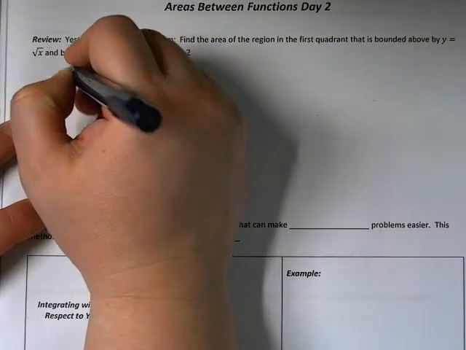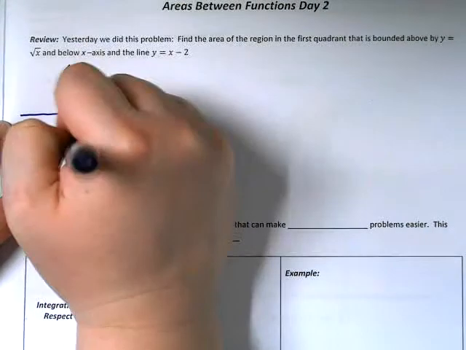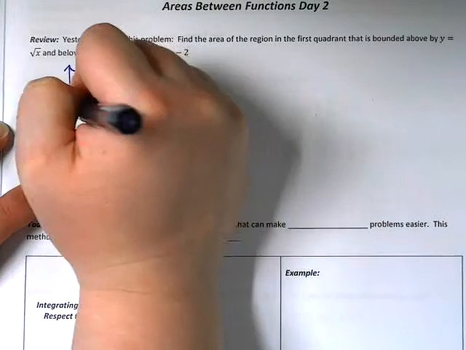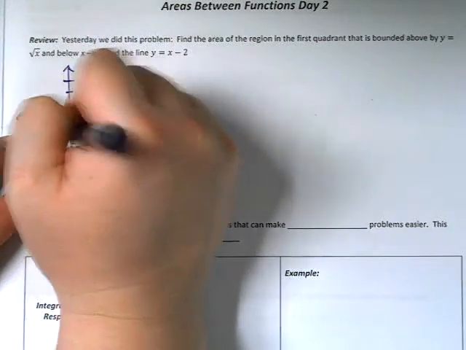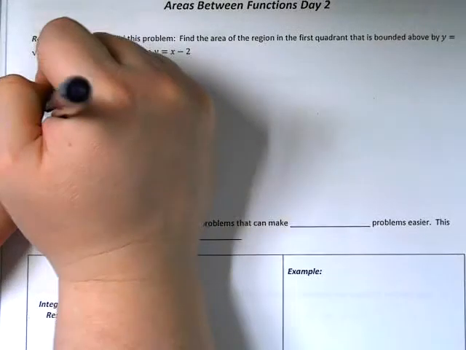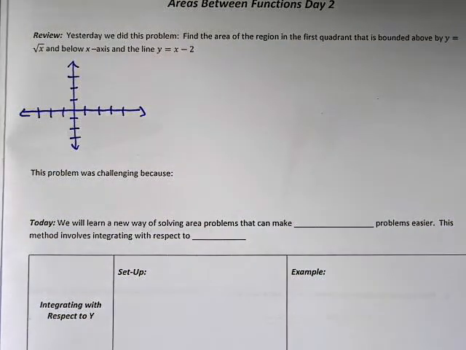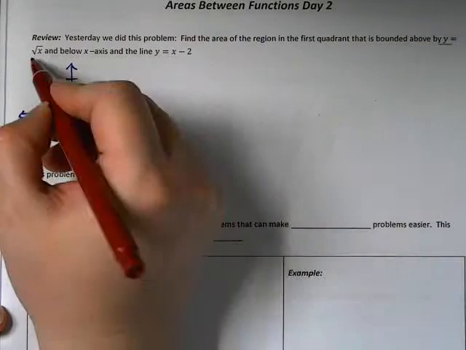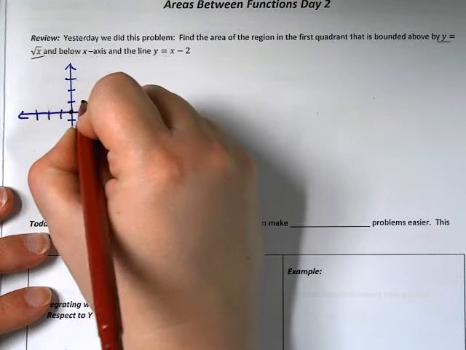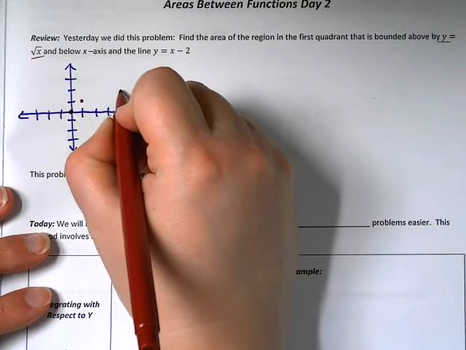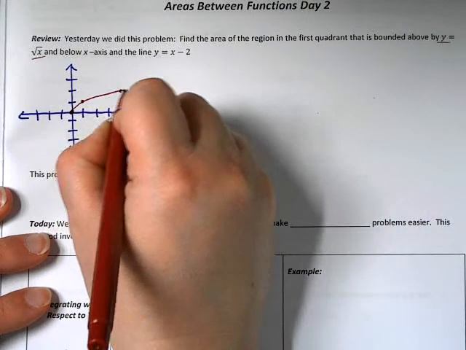So the first thing we're going to do is remind ourselves of what this picture looked like. So let's draw this graph. I am going to use red to do y equals the square root of x. So I know that it starts at 0, I know 1, 1, and I know 4, 2. And so this is the square root of x.